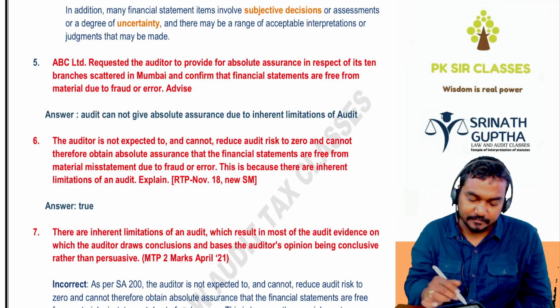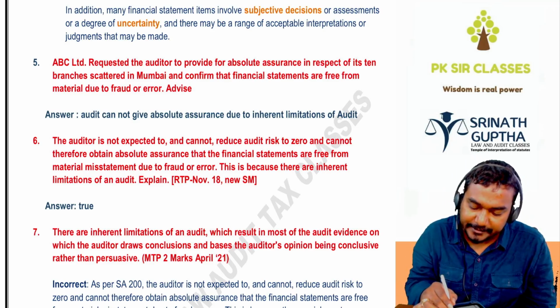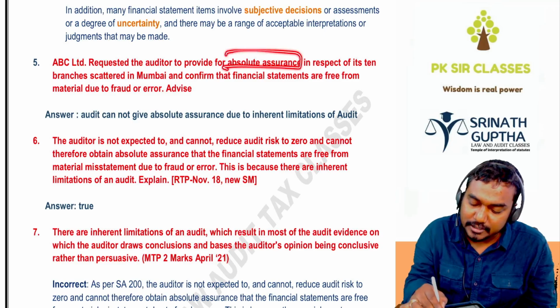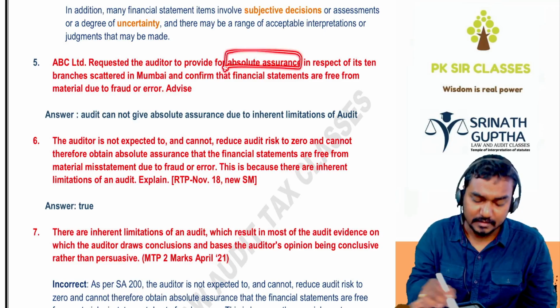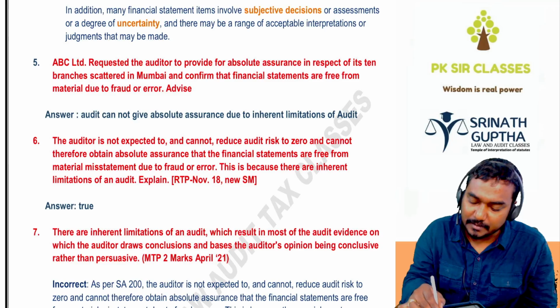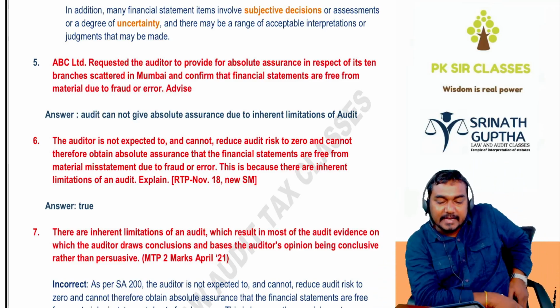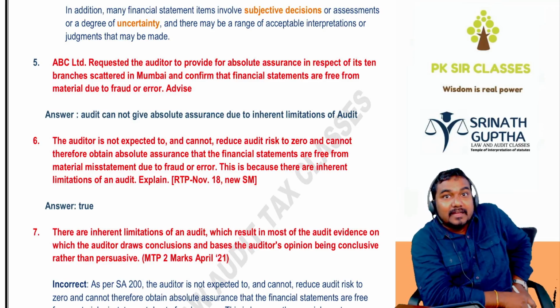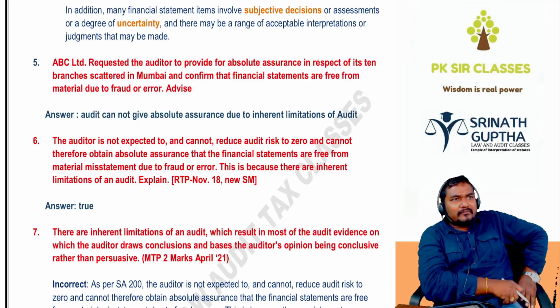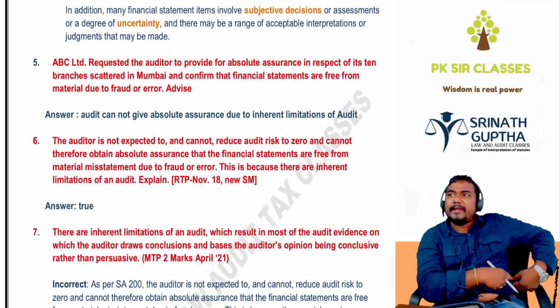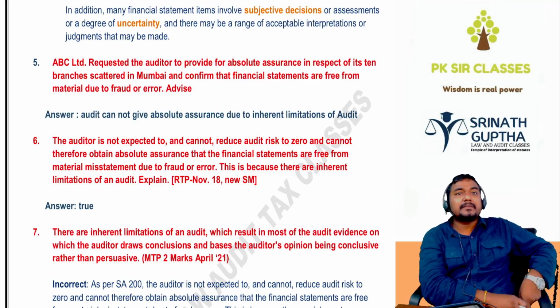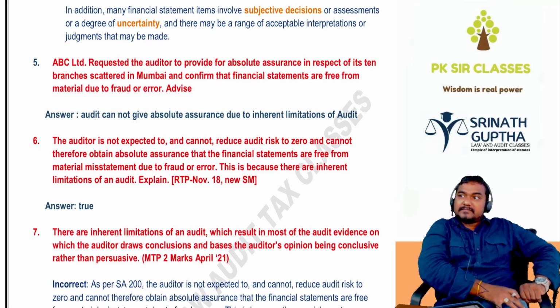Next, ABC Limited requested the auditor to provide absolute assurance. Can we give absolute assurance? ABC Limited requests the auditor to provide absolute assurance in respect of its 10 branches scattered in Mumbai and to confirm. Will we confirm anything? No, we will give an opinion. Confirmation means guarantee. Yes sir, no sir.